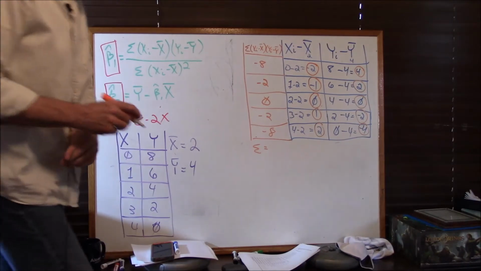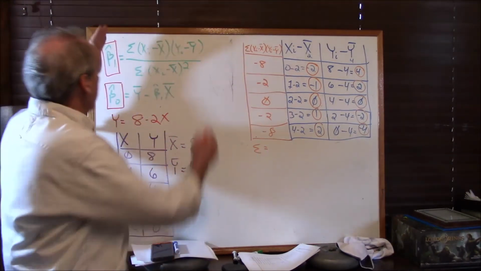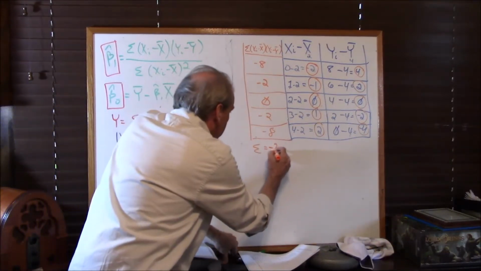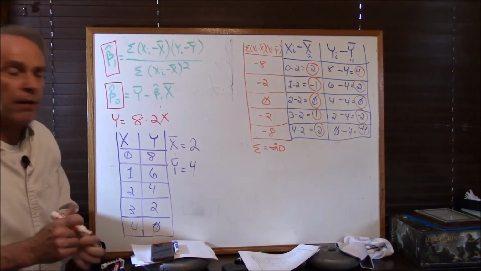Okay? So there is each individual observation of x sub i minus x bar times y sub i minus y bar. So really and truly, I shouldn't express this with just the summation symbol. I should write sum. I should write this again, but I don't have room. So let's sum these together. Negative 20. Negative 20. All right, so we got our numerator. It's negative 20.